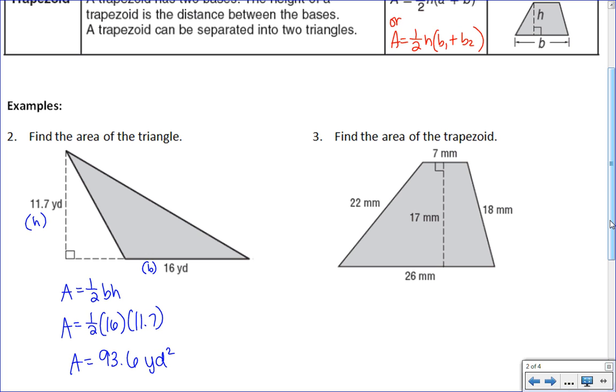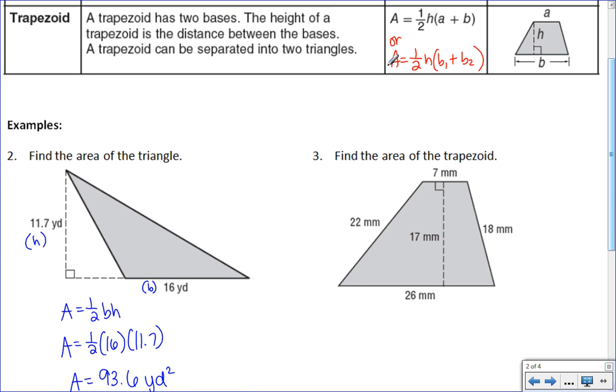Okay, for number 3, find the area of the trapezoid. So we're going to want to write down our trapezoid formula to begin with. A equals 1/2 H times B1 plus B2. And then we want to make sure we label everything. The bases need to be the 2 sides that are parallel. Remember, a trapezoid has exactly 1 pair of parallel sides. It doesn't matter which one's B1 and which one's B2. So these are our 2 parallel sides. So let's say this one is B1 and this one is B2.